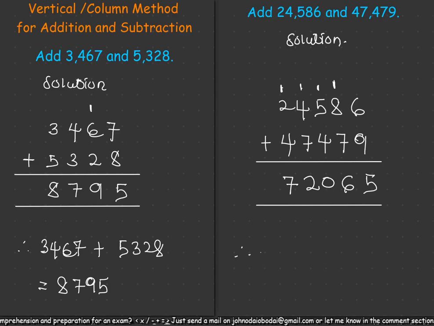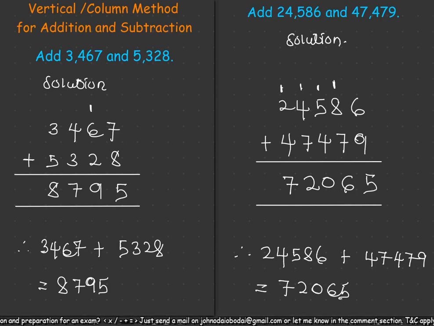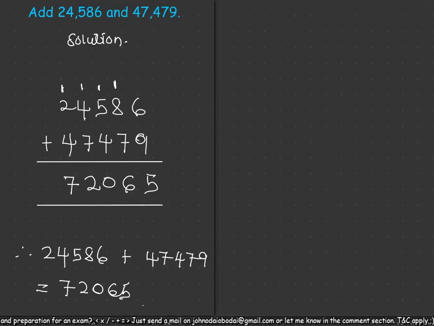So we can then say that 24,586 plus 47,479 yields an answer of 72,065. So that ends that of addition. Let's look at how we can also apply the vertical or column method to subtract numbers.